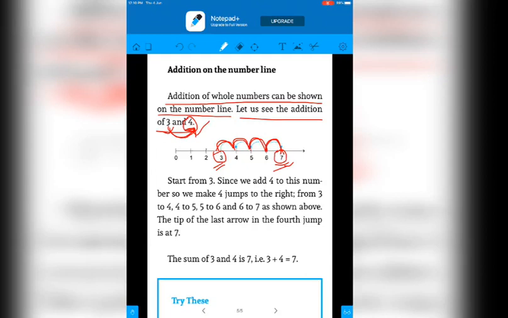Now let me explain with another way also. If someone says I don't want to move from 3, I want to move from 4, you can do that also. Mark the point 4 on the number line, then go ahead 3 steps, like 1, 2, 3. You will get the same answer, that is 7. So this is also how you can find the addition of 3 and 4 on the number line.